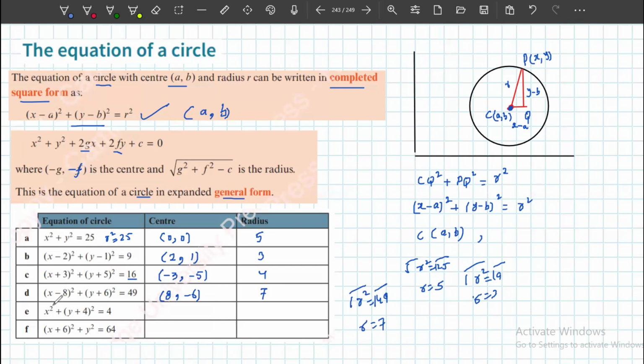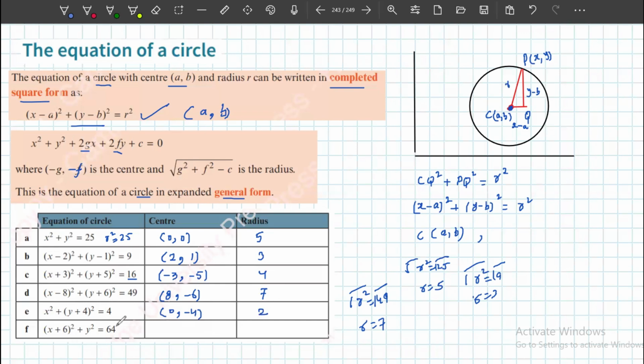Next, here is x square and there is no b or no a point. That means it passes through the x coordinate from the center, like 0. And there is a y coordinate which is minus 4. So our center is 0 comma minus 4 and the radius is the square root of 4, which gives us 2.